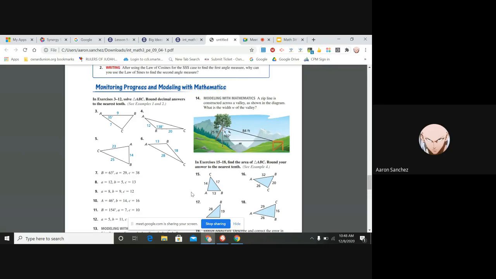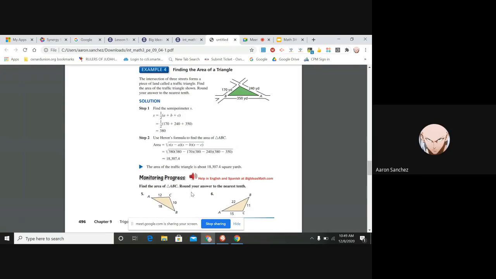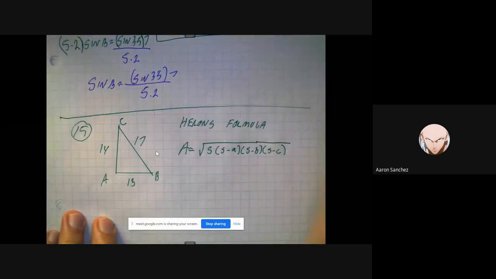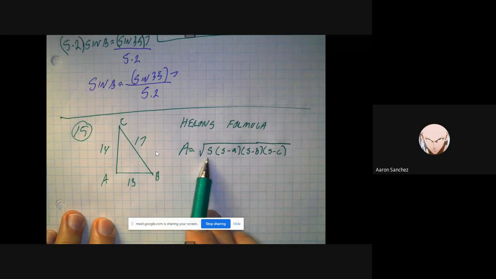Okay, they want us to use Heron's formula. Really cool. Heron's formula is this right here. If you're given three sides of a triangle, the area is equal to the square root of S, which is the semi-perimeter, times S minus A times S minus B times S minus C. The semi-perimeter is just half the perimeter. That's all it is.